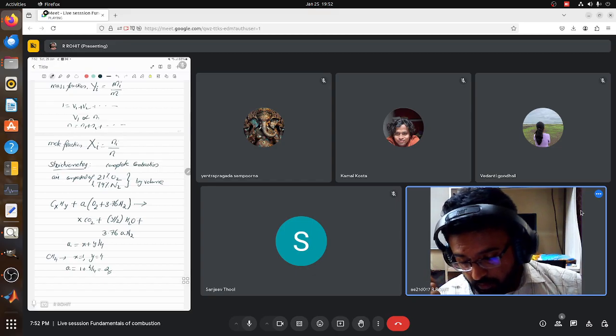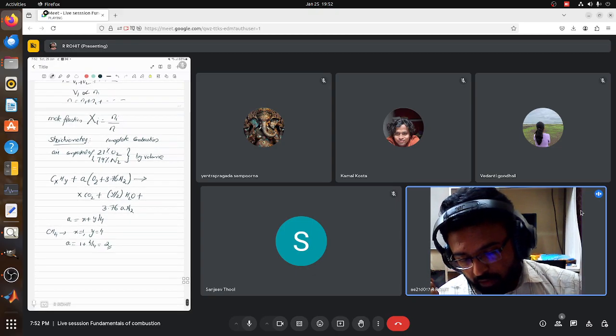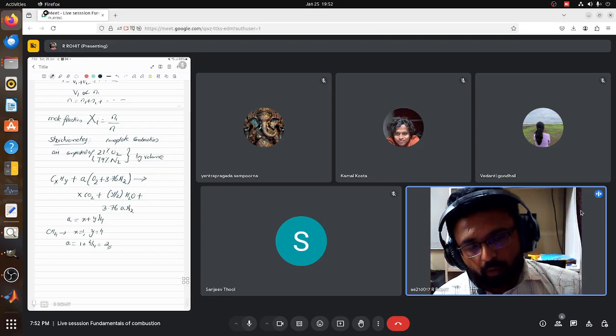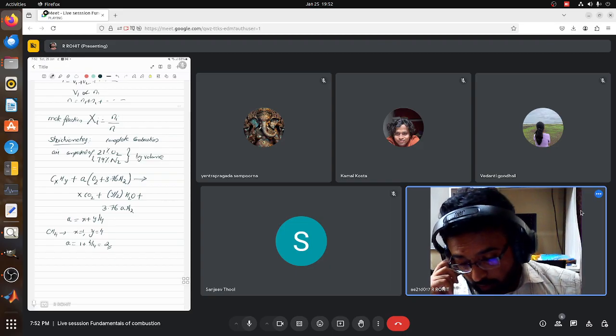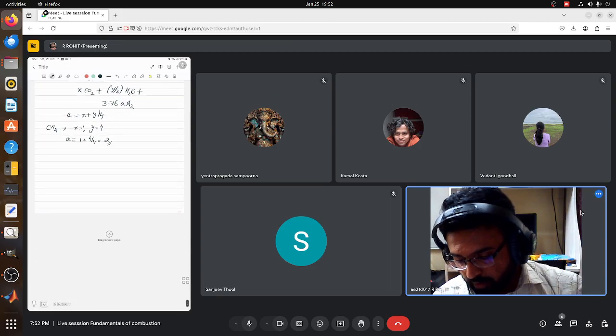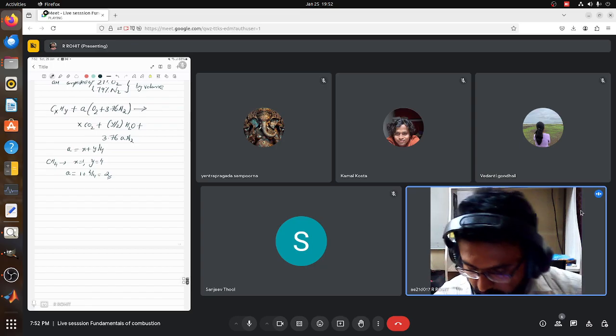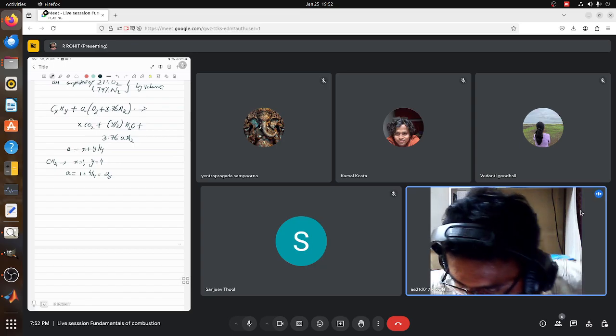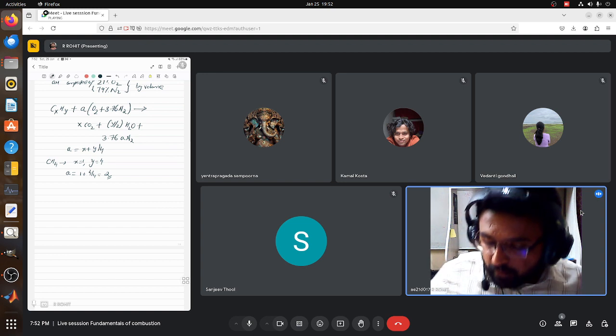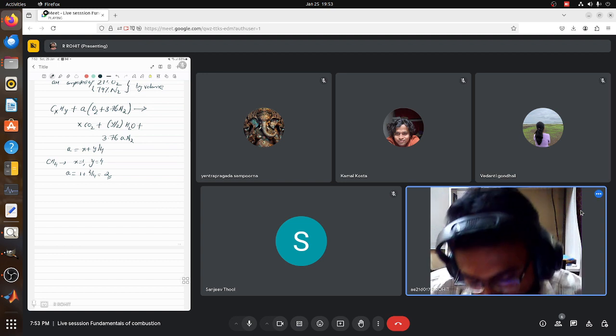So you can directly use this. You need 2 moles of O2 plus 3.76 times N2 for complete combustion of the CH4 component, 1 kilomole of CH4. Another important reaction that was taught to you was regarding hydrogen. I will just write it out.